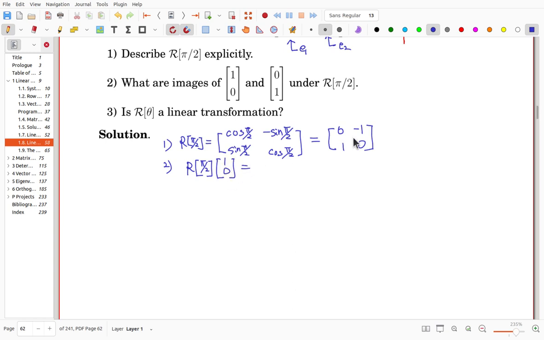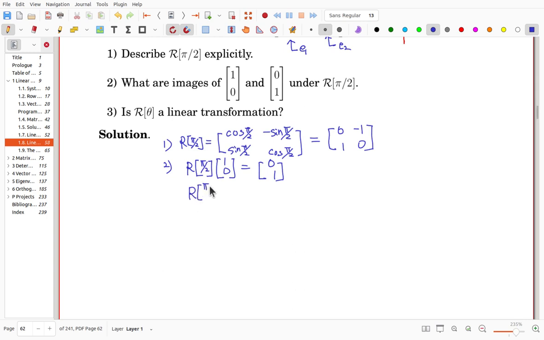Okay. The matrix is given in this way. So (1, 0), multiplication, and we can get (0, 1). So here, geometrically, it's quite reasonable. (1, 0) is the horizontal unit vector. Now, after pi of 2 rotation, it'll become (0, 1), the vertical vector. Right?